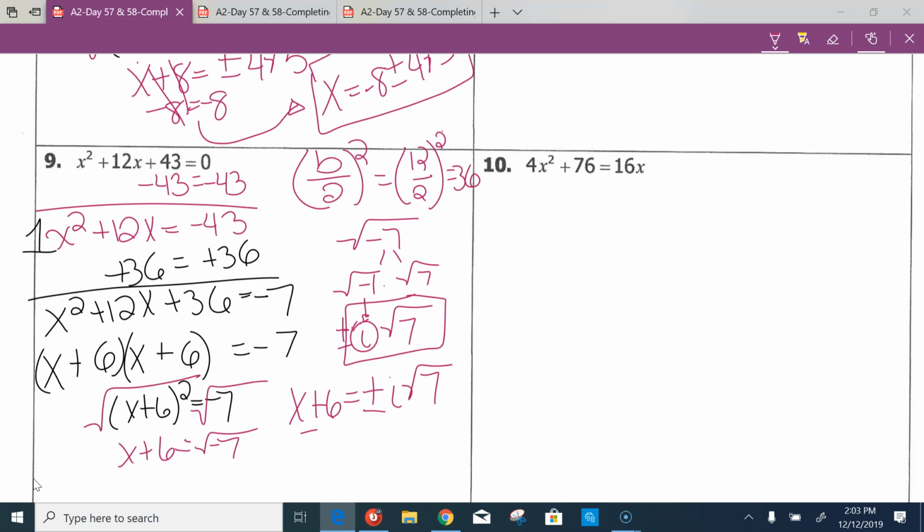To get x by itself, I subtract 6 from the left and 6 from the right. To get my final form of the answer as x equals negative 6 plus and minus i square root of 7. So this is why we studied imaginary numbers, because they do pop up in quadratics. Now go ahead and try number 10, for it behaves the same exact way, and show me those answers.